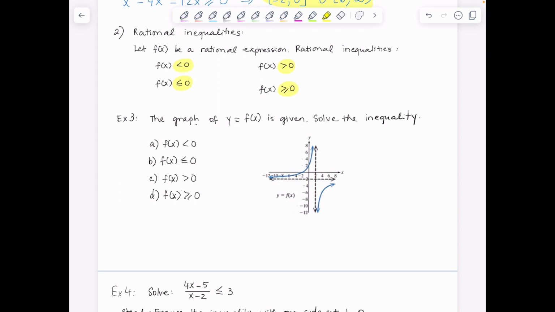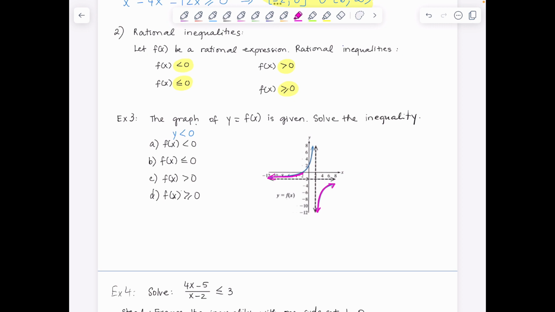The graph of y is equal to f of x is given. Solve the inequality f of x is less than 0, and that means we're referring to y being negative. So we're looking for anything that is below the x-axis. So that would be this section and this whole curve, all below the x-axis.